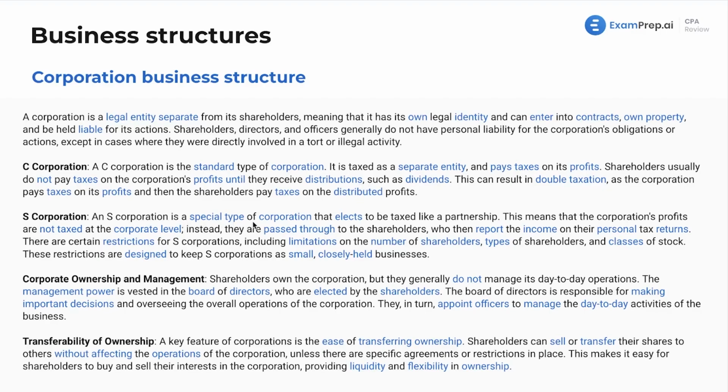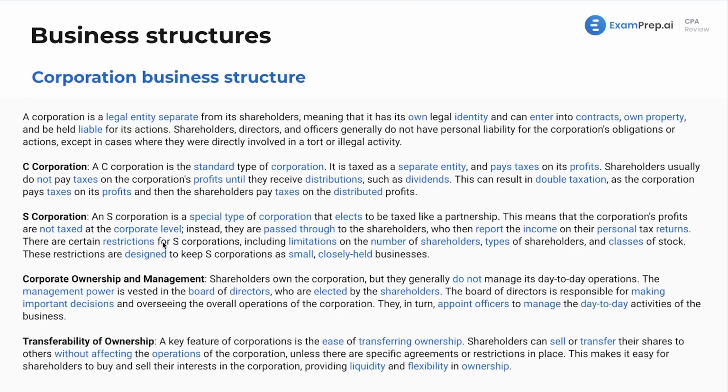Now, an S-Corp is a special type of corporation that elects to be taxed like a partnership. This means that the corporation's profits are not taxed at the corporate level. Instead, they're passed through to the shareholders who then report the income on their personal tax returns. There are significant differences, but for all intents and purposes, think of an S-Corp as kind of like a partnership, but there are a lot of restrictions we'll talk about, you'll have to memorize, which restrict it to essentially small businesses. You're not going to see an Activision, Microsoft, any big company be an S-Corp. That's not going to be how that works.